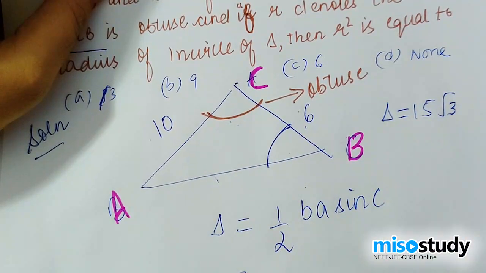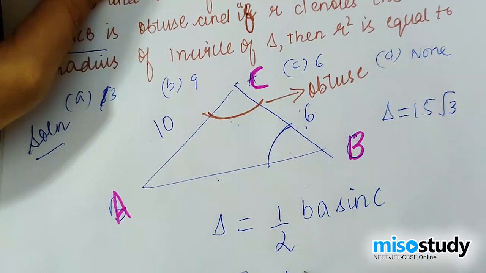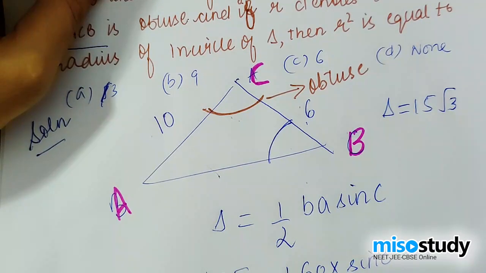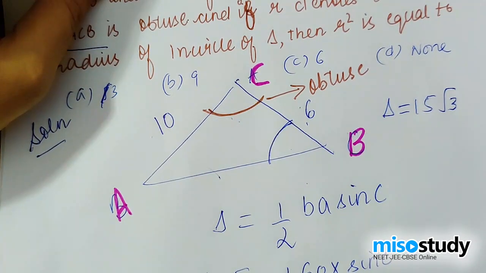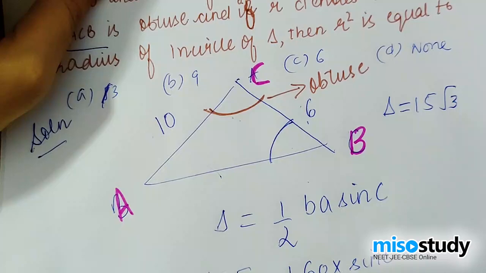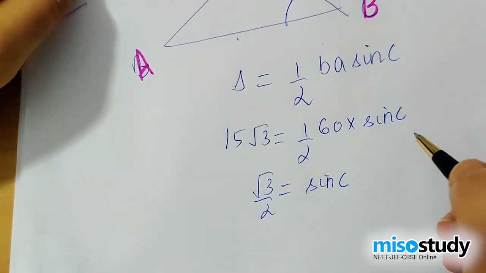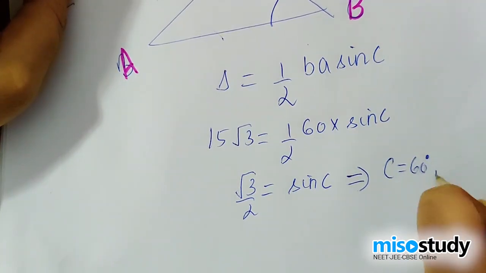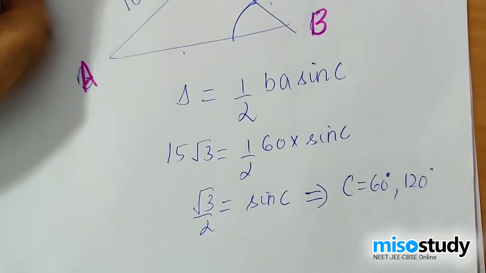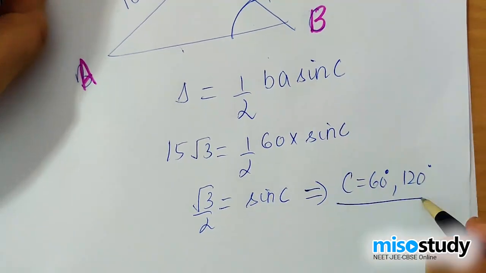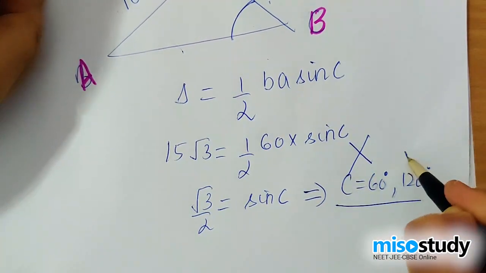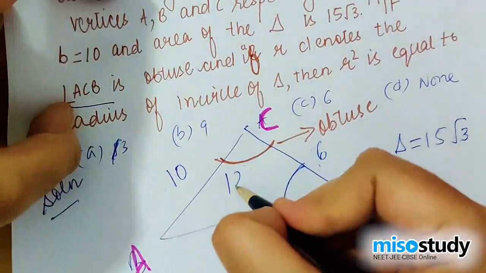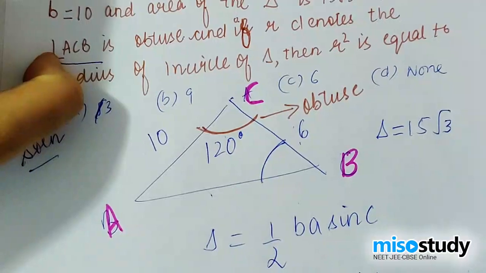So delta is 15 root 3, half ab is 60, into sine C. Which gives me this is equal to root 3 by 2, and that's equal to sine C. Now sine C's value is root 3 by 2, which gives me two values of C that are 60 degree and 120 degree. Now since angle C is an obtuse angle, I have to reject this value and take this value. So this is rejected and this is taken. So my angle C comes out to be 120 degree. Understood?